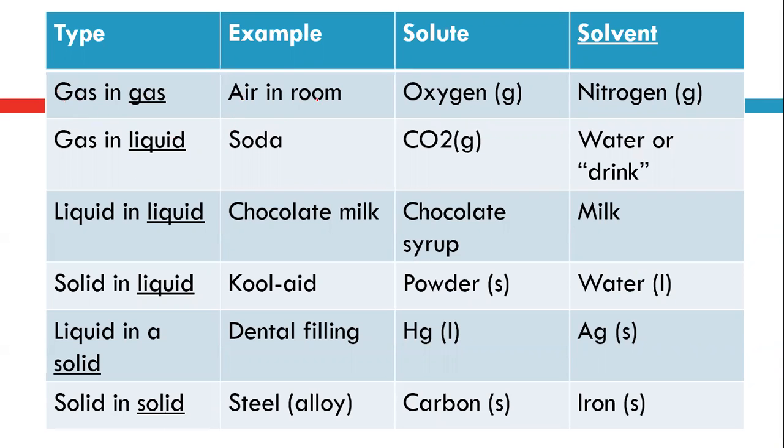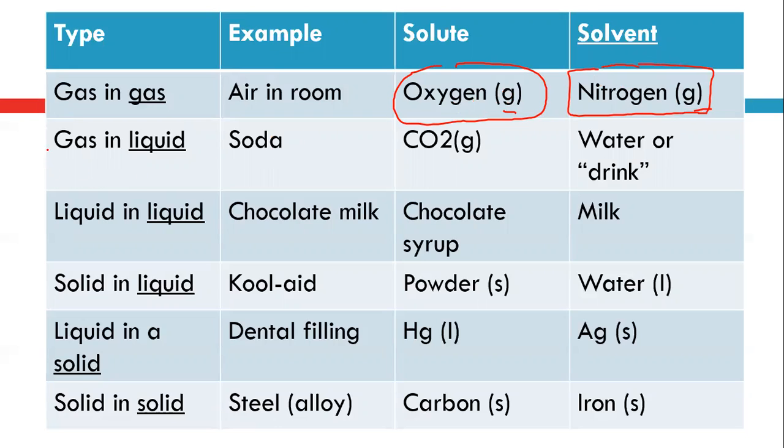This chart goes through all kinds of different examples. If you mix a gas and a gas, nobody can differentiate between the different gases just by looking at it. But there's all kinds of gases that are present. A lot of people think that the air that you're breathing is primarily oxygen. It's actually not. There's more nitrogen in the air that you breathe in.